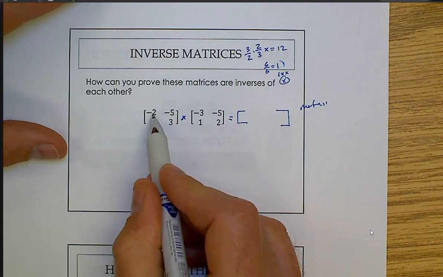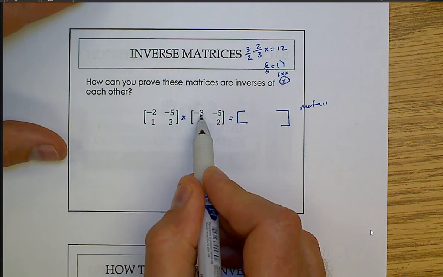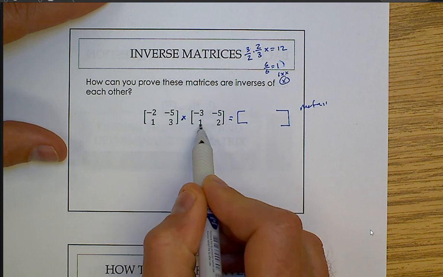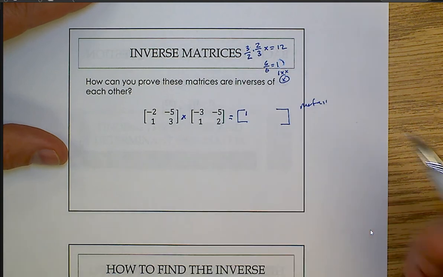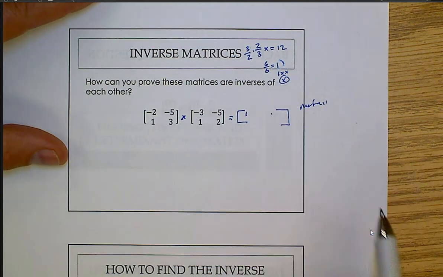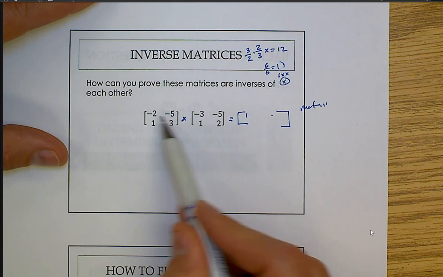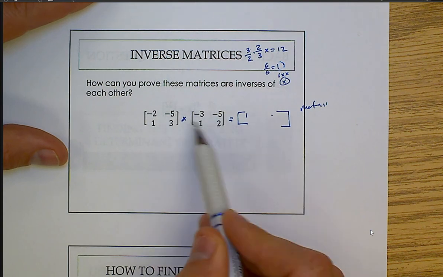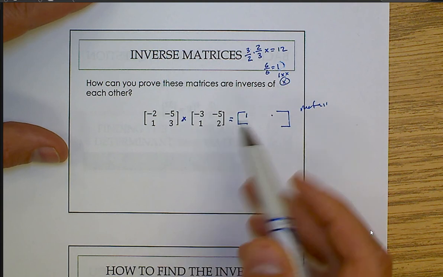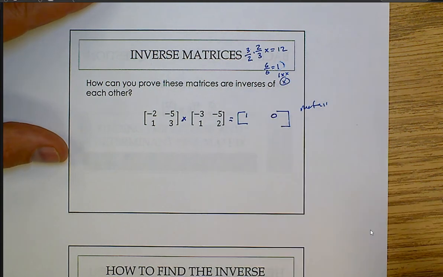Negative 2 times negative 3 is positive 6. Negative 5 and 1 is negative 5, so positive 6 and negative 5 make 1. If I want to find that element right there, it's first row, second column. Negative 2 times negative 5 is positive 10. Negative 5 and 2 is negative 10. Add those together, you get 0.